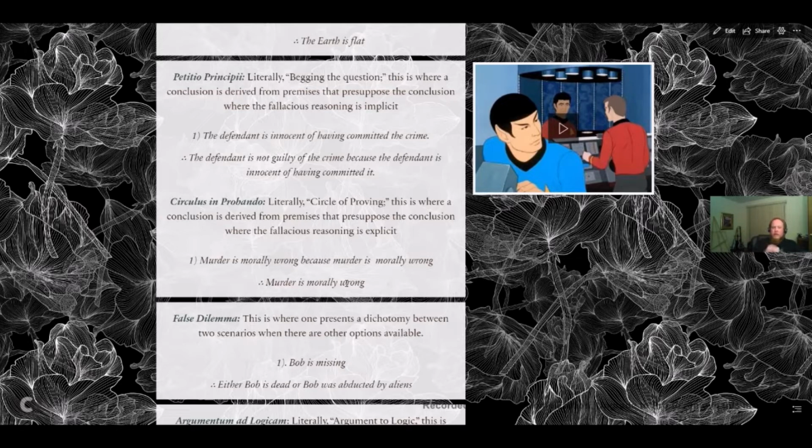On the other hand, circulus in probando is literally circle in the proving, where we're not even trying to hide it. So we say something like this: murder is morally wrong because it's wrong. It's wrong because it just is. Circular reasoning, and there it's explicit. I'm not even trying to hide that I'm arguing in a circle. Something's wrong because it's wrong. It's right because it's right. It's good because it's good. It is what it is.